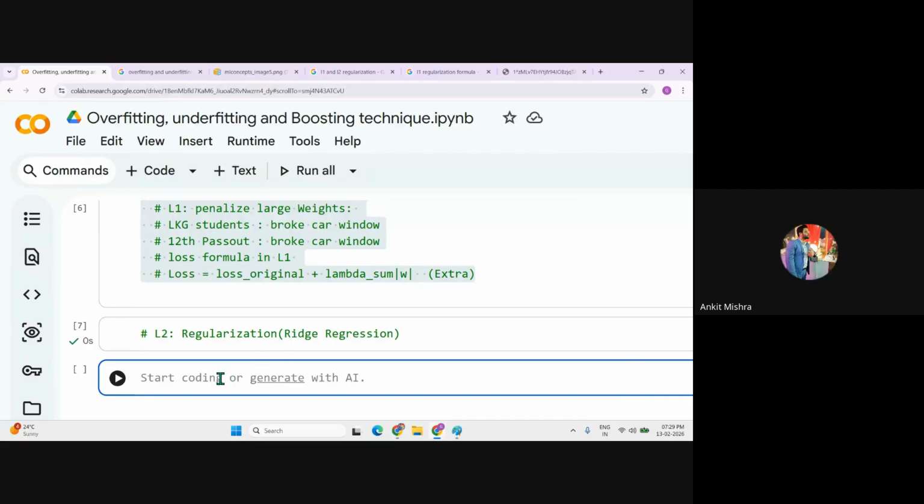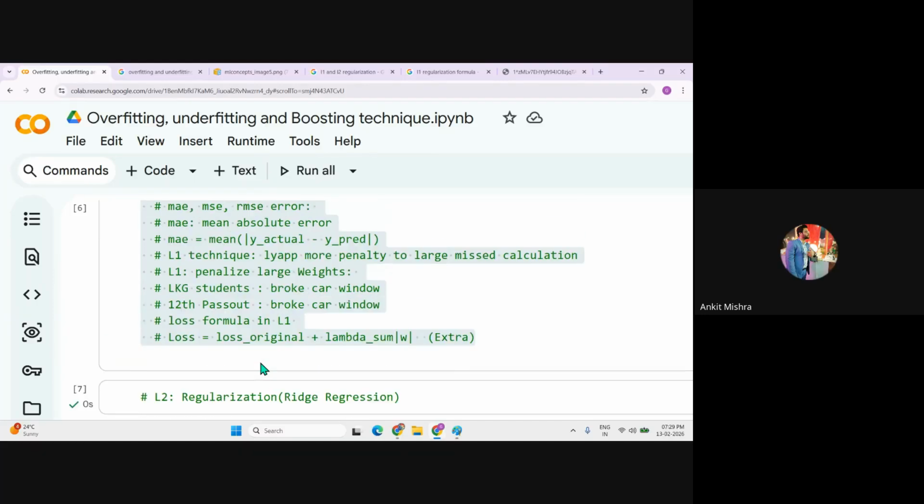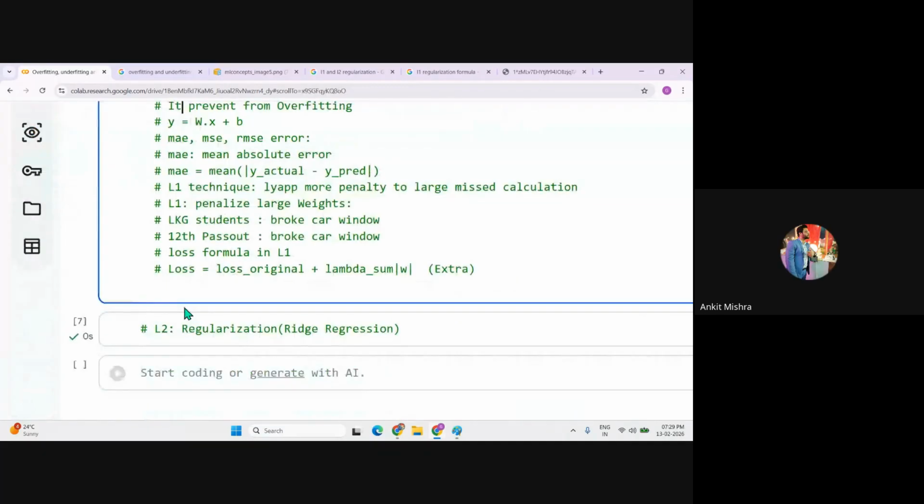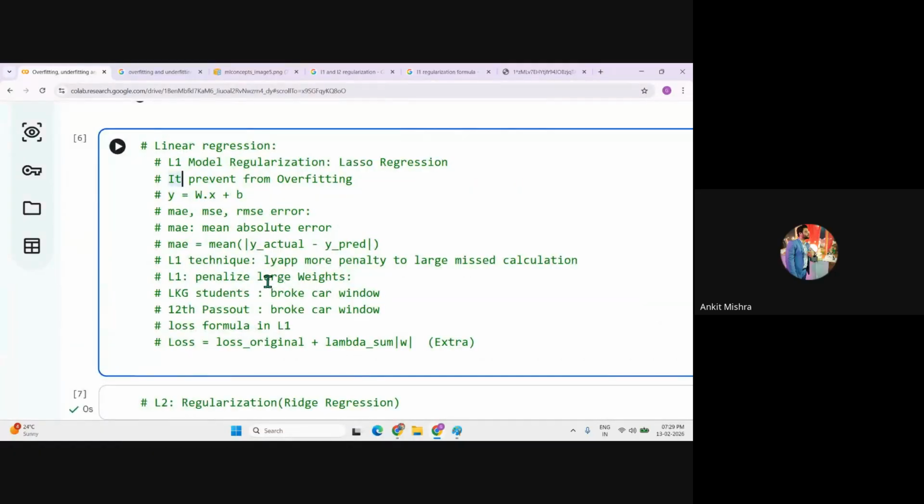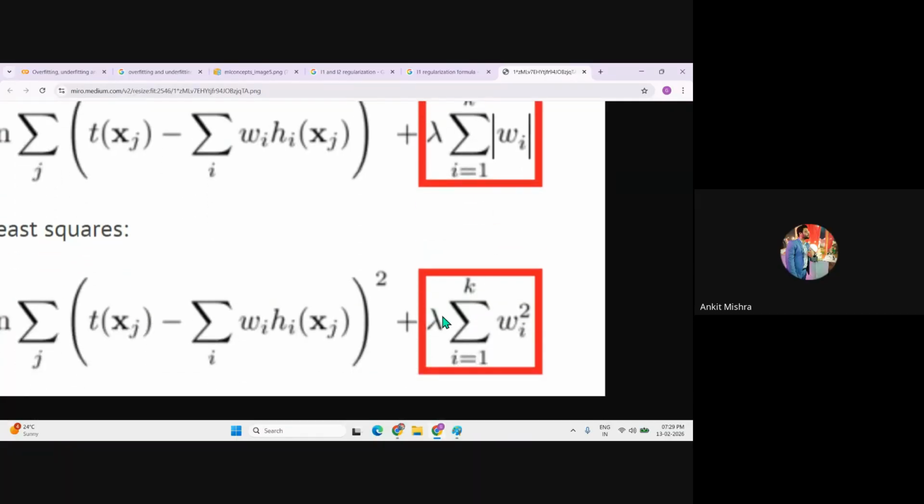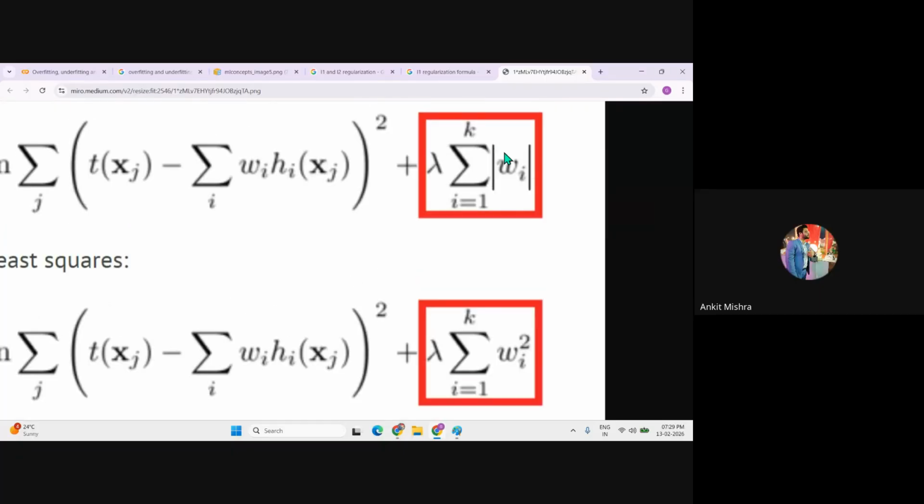Ridge regression also does the same thing. It prevents overfitting, but we have a different formula. Instead of using lambda and the sum of absolute values, we generally square the value. See, this is the loss, and in ridge regression, instead of directly picking the modulus value of the weight, we simply make it squared.